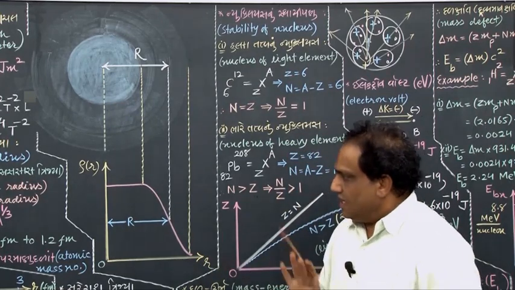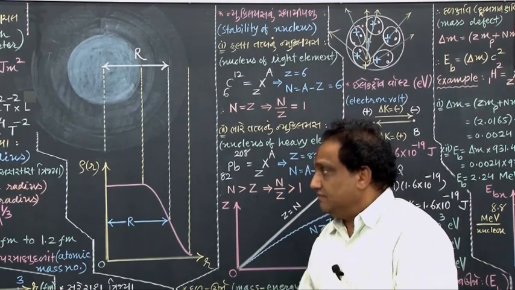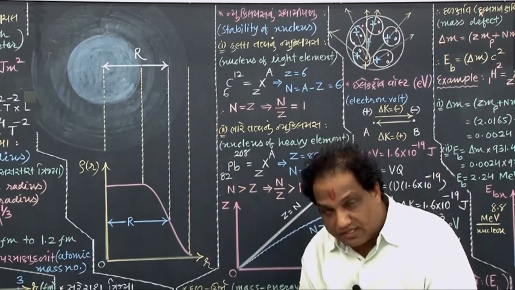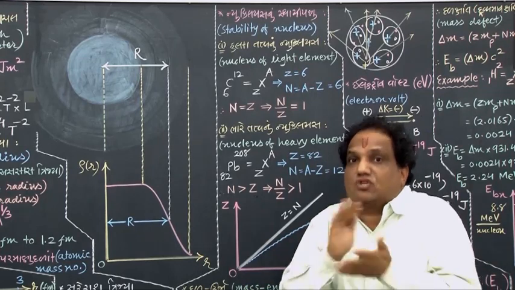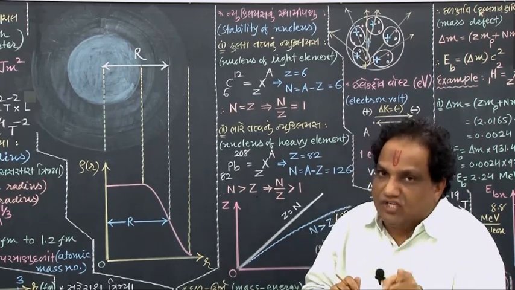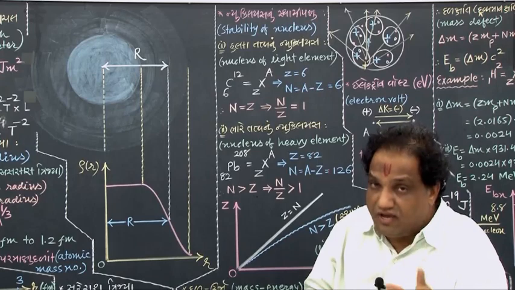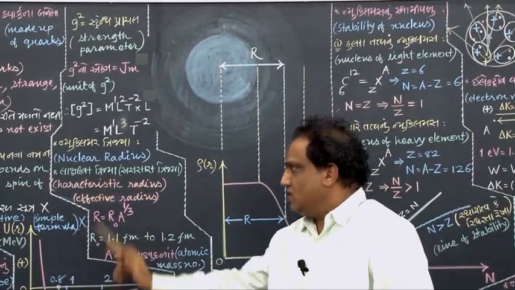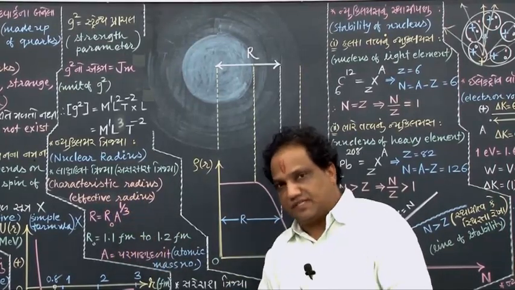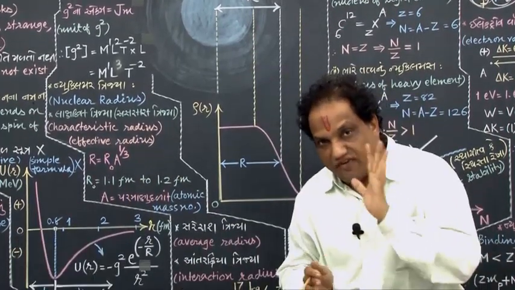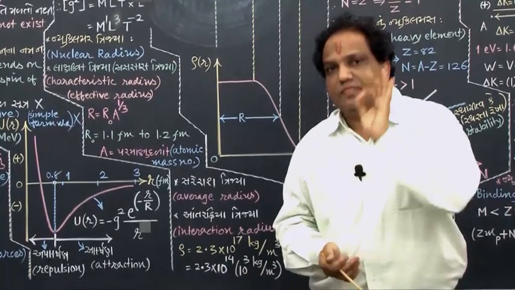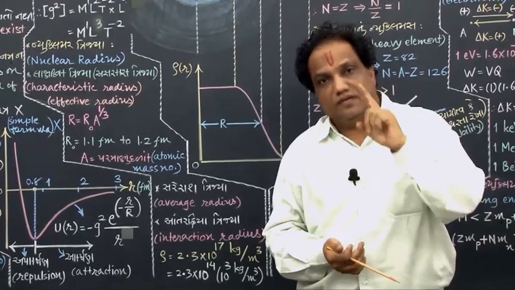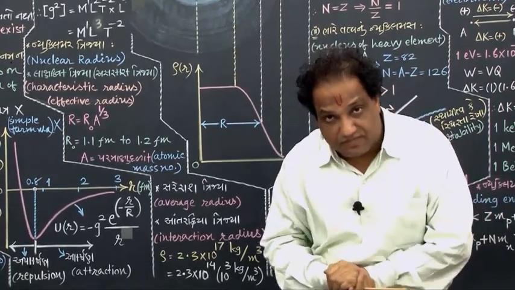Fine. Now, in this case, when density is not uniform throughout the entire volume of the nucleus, how do we define radius of a nucleus? We define radius of a nucleus in a definite way. What is that? I am showing you. We define characteristic or effective radius of a nucleus. The formula of characteristic or effective radius of a nucleus is determined empirically.